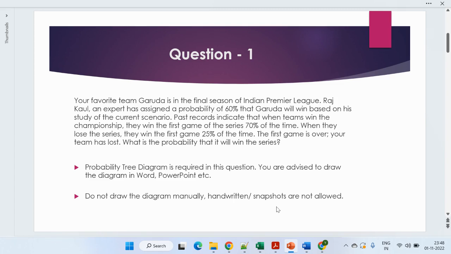You need to draw a probability tree diagram. In this question, you are advised to draw the diagram in Word, or PowerPoint, or any mode. Do not draw the diagram manually. Handwritten snapshots are not allowed. Right.